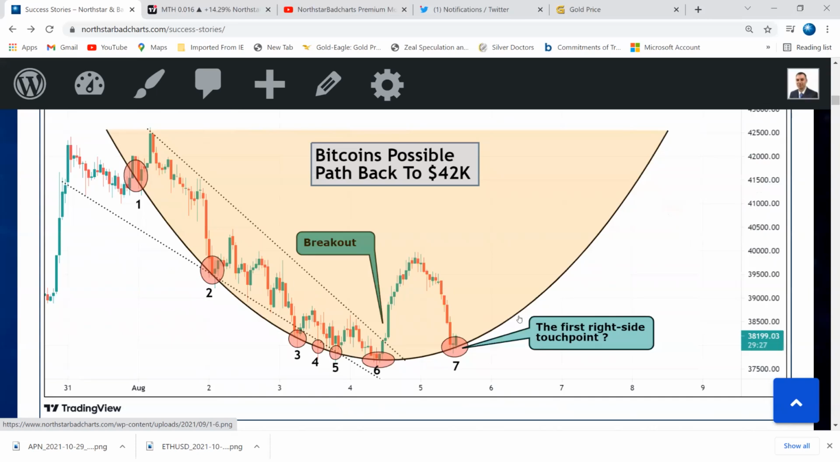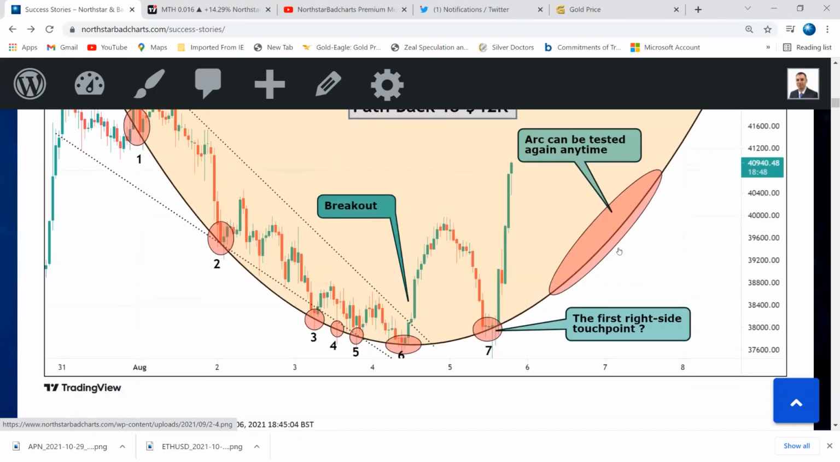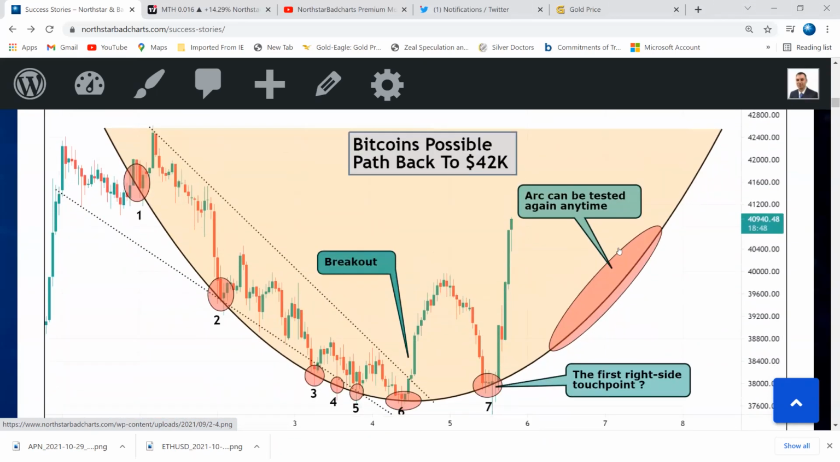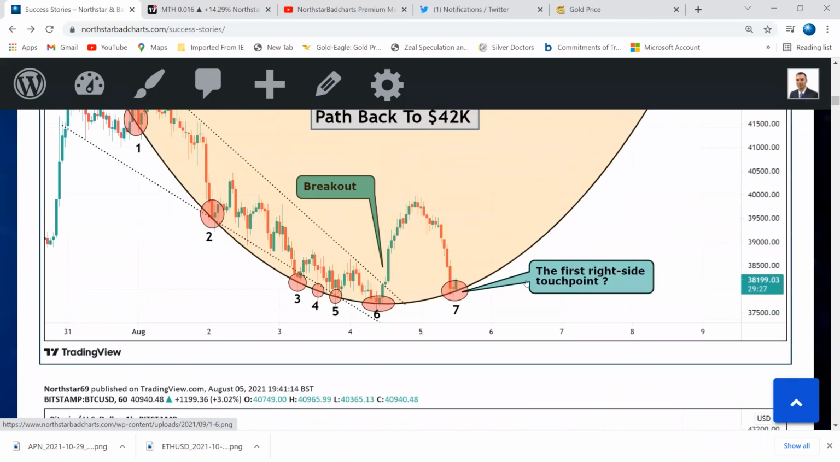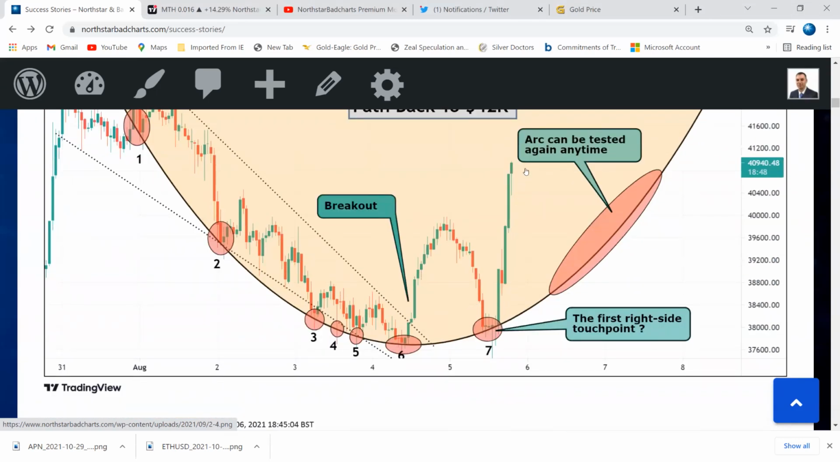This new arc started to form, and we indicated the first right side touch point at point number 7, suggesting that price at that point was going to go from there up by several $1,000s back to 42,000. You can see what happened next. This was how it progressed. So this was our forecast, point number 7 in August, and then after that price spiked.